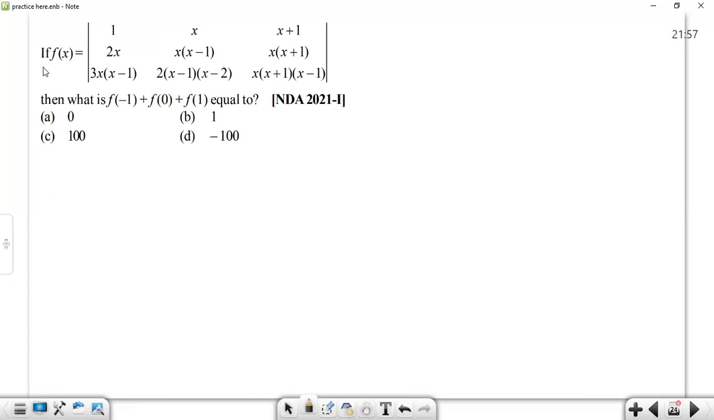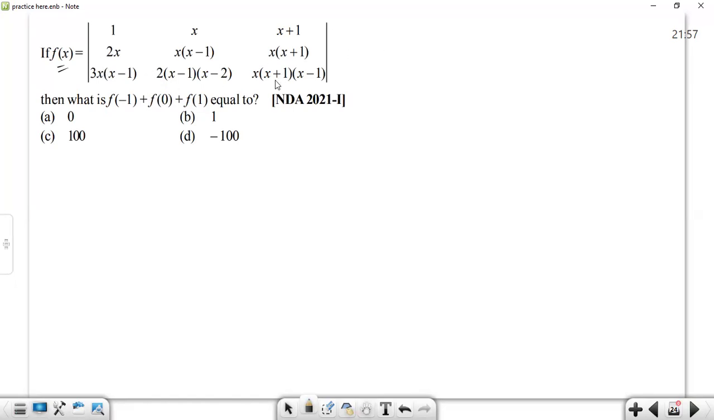Okay, so in the next question, there is a function given in the form of a determinant. There is a variable x. The function has only a single variable. We have to find the value of f of minus 1, f of 0, and f of 1, and then sum them. Great. So first, let's simplify the function.